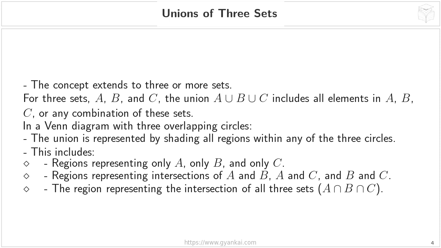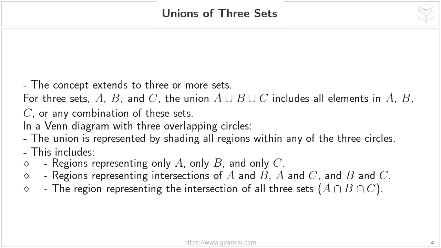Then, we have the regions where sets overlap. That includes the intersection of A and B, the intersection of A and C, and the intersection of B and C. And finally, there's the very center, where all 3 circles overlap. This central region represents the intersection of all 3 sets, the elements that are common to A, B, and C.